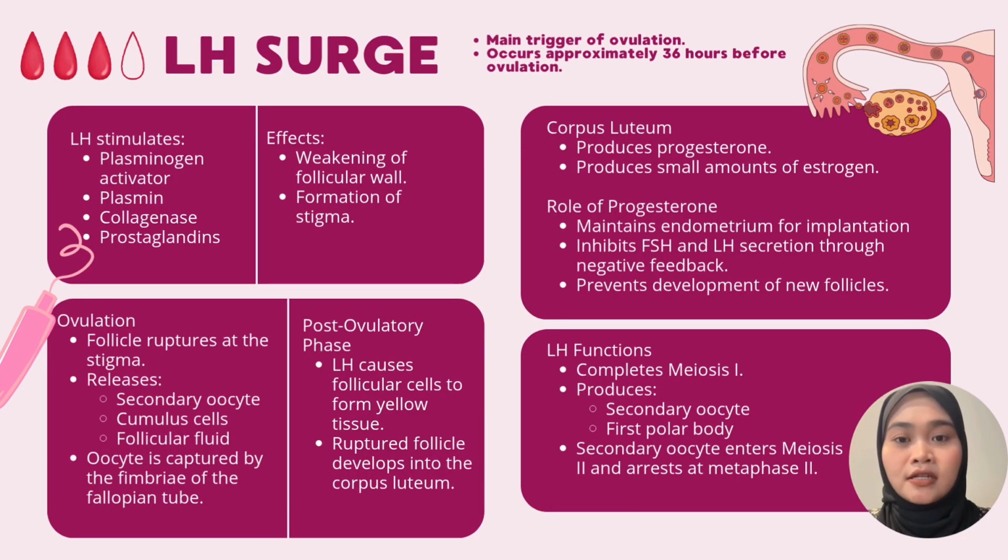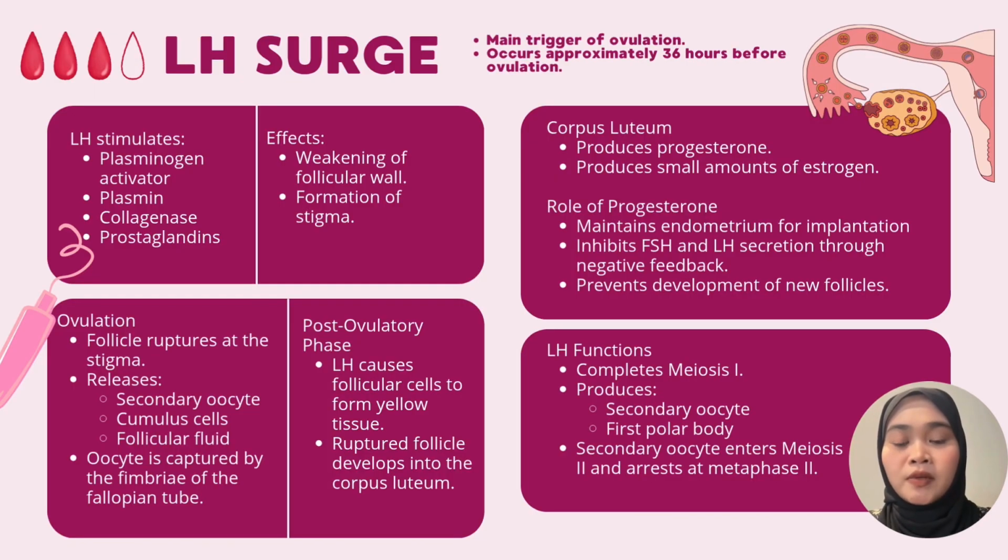After ovulation, the ruptured follicle becomes a structure called the corpus luteum. During the post-ovulatory phase, LH causes the follicular cells to transform into luteal tissue, forming the corpus luteum. The corpus luteum secretes progesterone and a small amount of estrogen. Progesterone prepares and maintains the endometrium for implantation and inhibits the secretion of FSH and LH through negative feedback, preventing the development of new follicles.